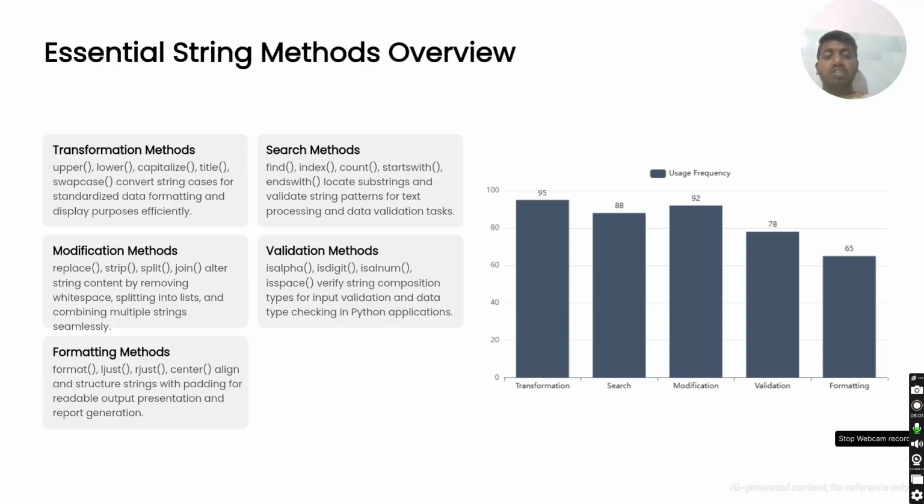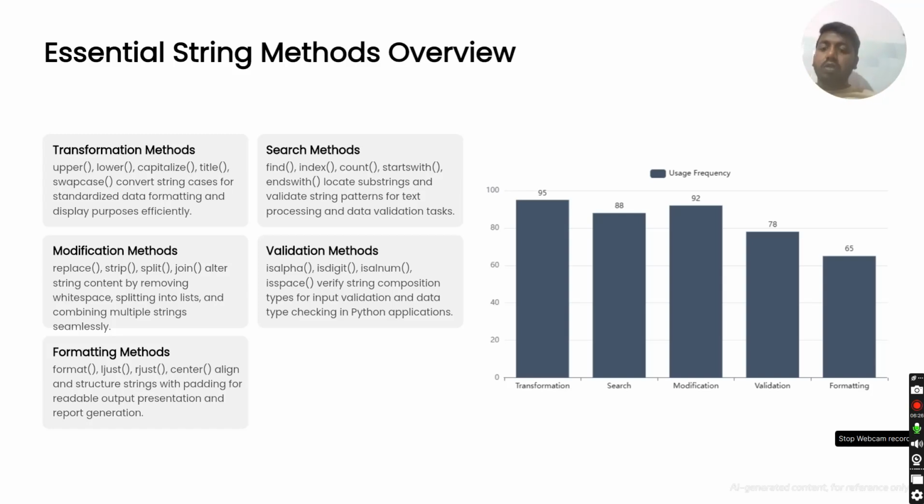The next one is search methods. Find will return the index value. Index will return the index position. Count will represent the frequency of the character. Startswith gives the character which it starts with, and endswith gives the character which it ends with. These give the location of substrings and validate string patterns for processing data and validation tasks.